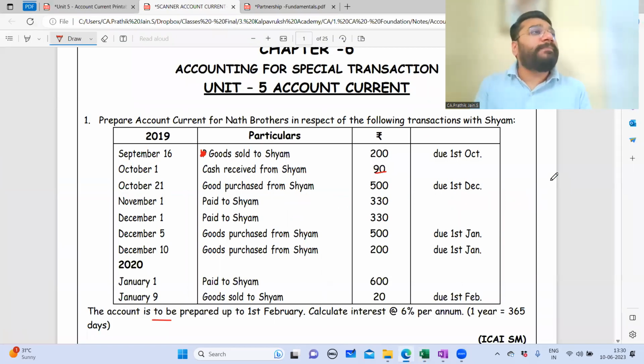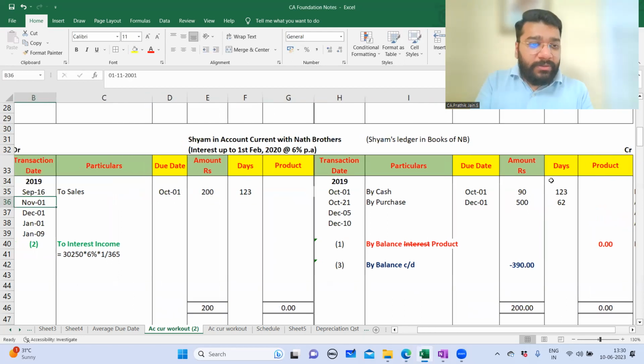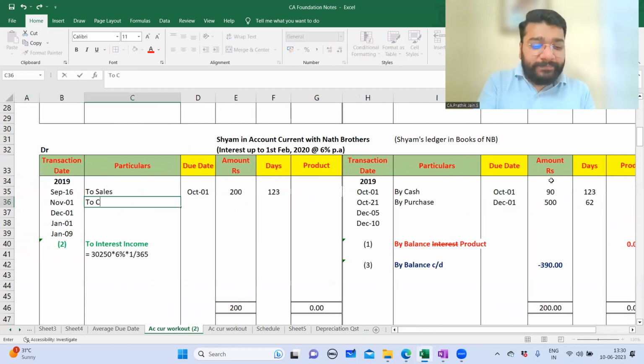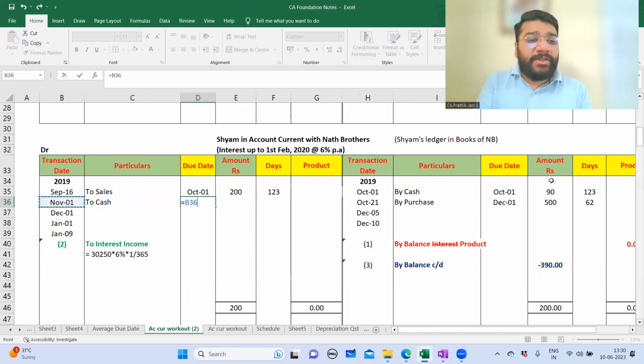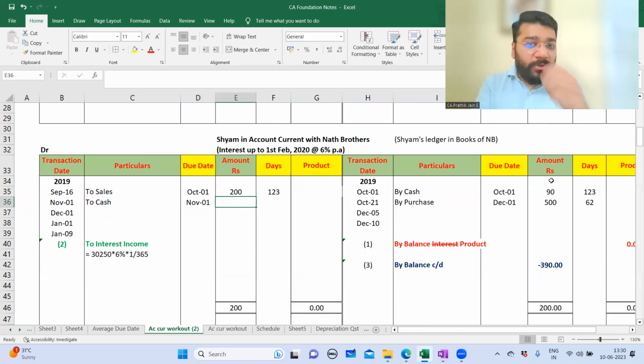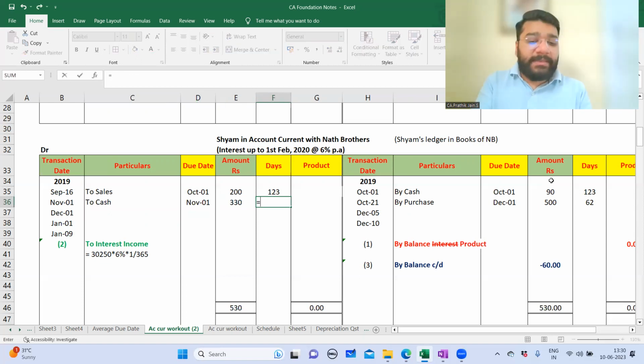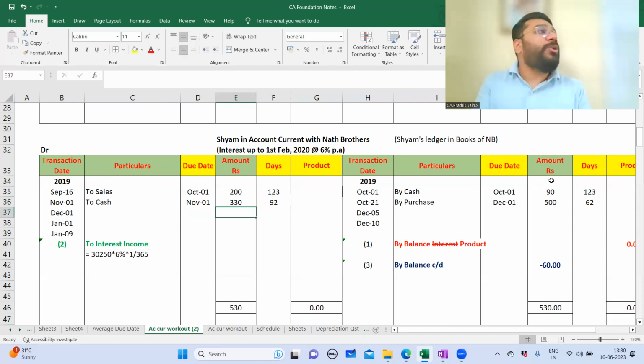Next, paid to Sham. Sham account debit, to cash. So November 1, to cash. Due date will be same as transaction date. What is the amount? 330. Number of days: November totally 30 days. From 30 days, if 1 day goes off, 29 days, plus 31 days of December, plus 31 days of Jan, plus 1 of February. 92 days.